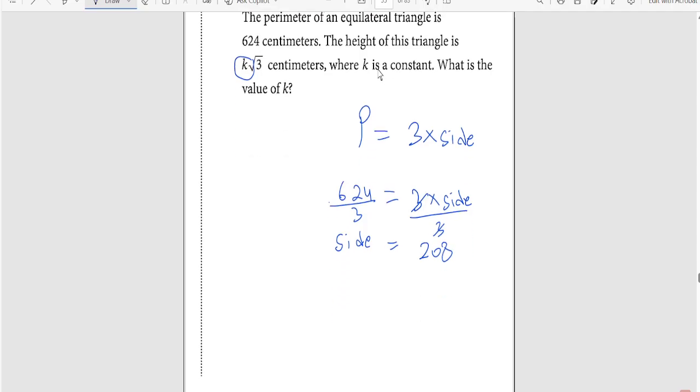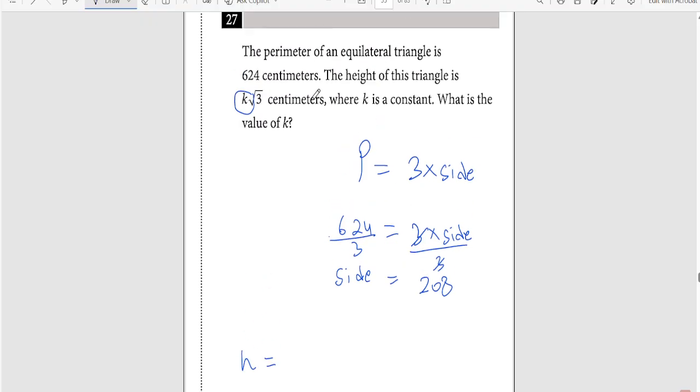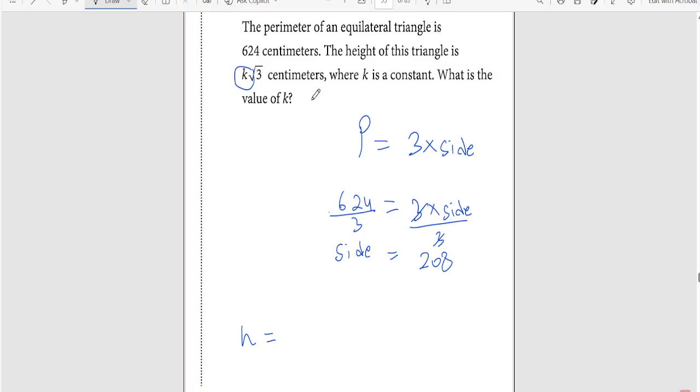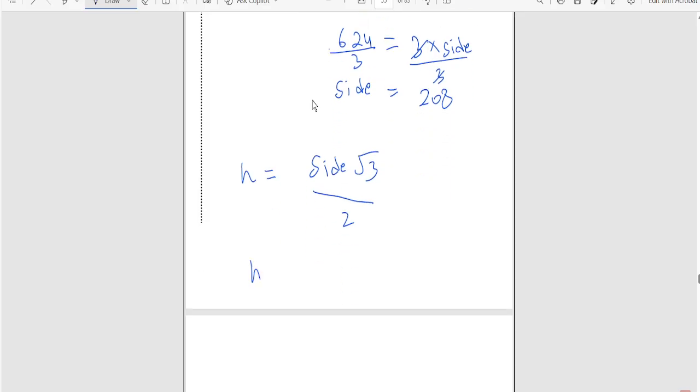So I got the side. Now I need to calculate the height of the triangle. Height is given as k root 3. So the height of an equilateral triangle with side s, or let's say I'm just going to write it, side root 3 over 2. This is the formula to find it. I know side is 208, so 208 root 3 over 2. I can divide this by 2. I will get 104 root 3.